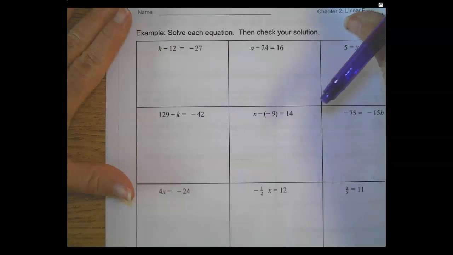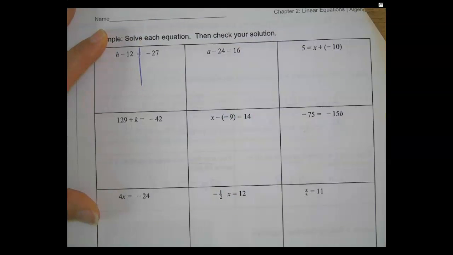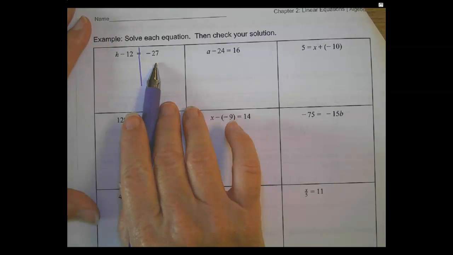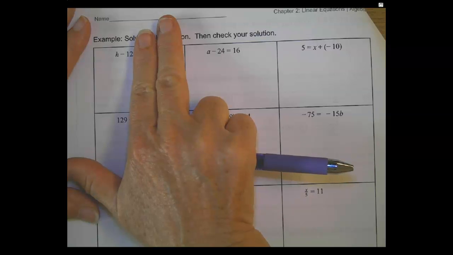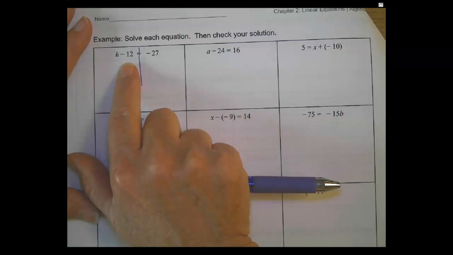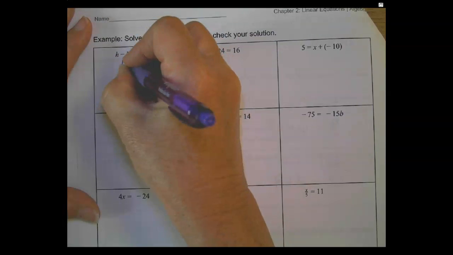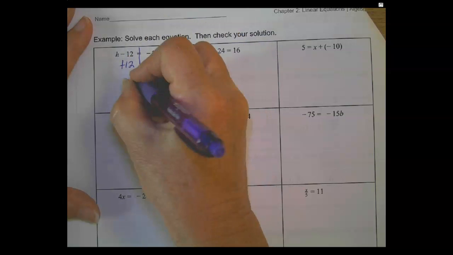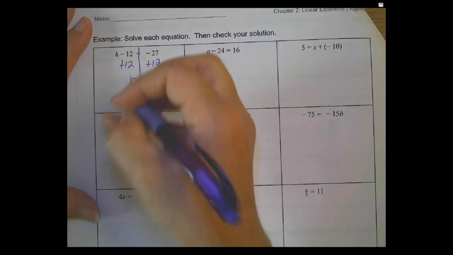All right, so let's try some of these. Hopefully, this should be a review for you. I always just draw a line down the center where my equal sign is, so I know that whatever I do to this side, I need to do to this side. On here, my first step, I'm solving for h. You're always just looking at the side with the variable. That means I need to get rid of that 12. To do so, I'm going to do the opposite of subtracting 12, which is adding 12 to both sides. H is equal to, and in your calculator, go ahead and solve that, and you should get a negative 15.